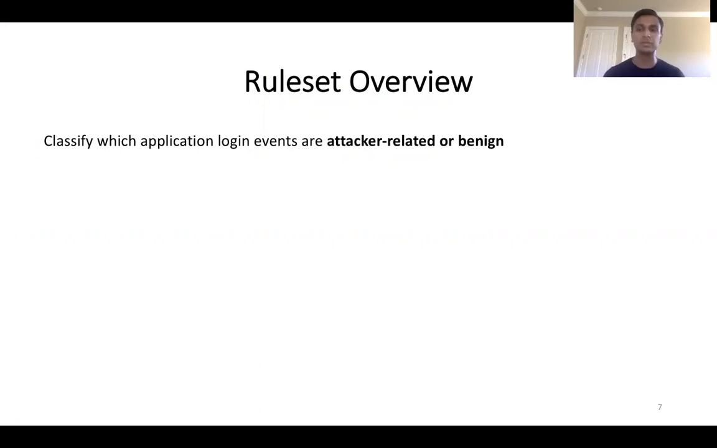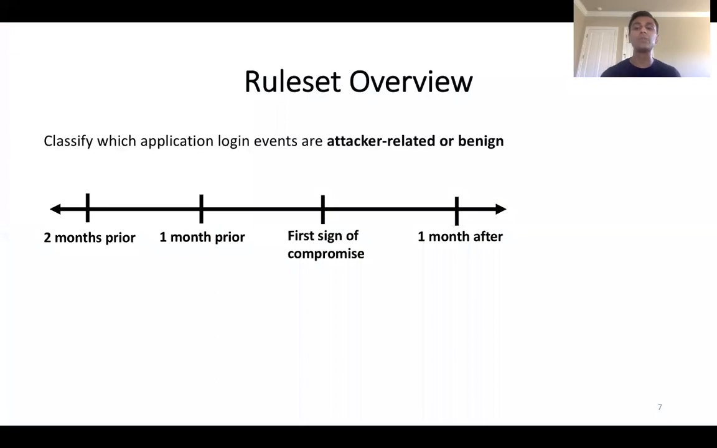So let's take a simple example. Let's say we have a user of an enterprise account named Bob. We don't know when Bob was compromised, but we do know when Bob was confirmed to be compromised by the IT team at his organization. So let's call this the first sign of compromise for Bob.